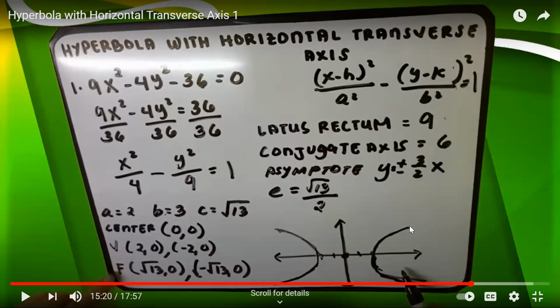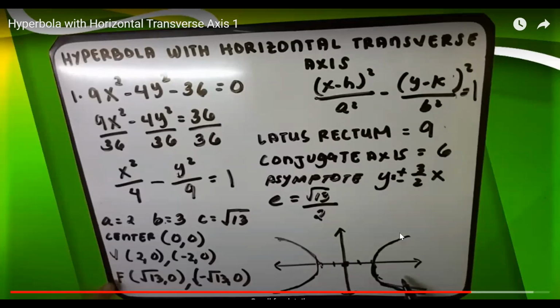Hirap na ito. Okay, so para ma-check nyo kung tama ba yung gawa nyo, since we are in horizontal transverse axis, dito pa lang sa vertices, ma-identify nyo na yan. So siyempre, if you connect the vertices, ang line na ma-form should be a horizontal line.